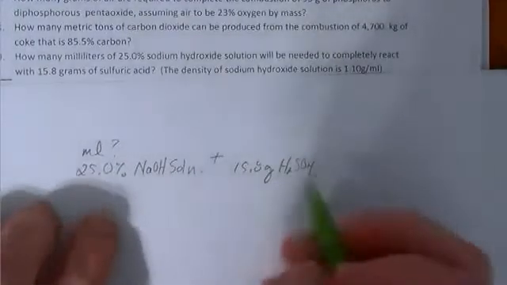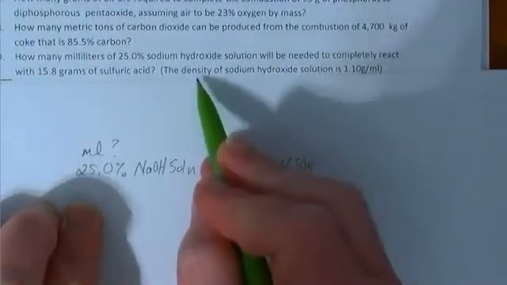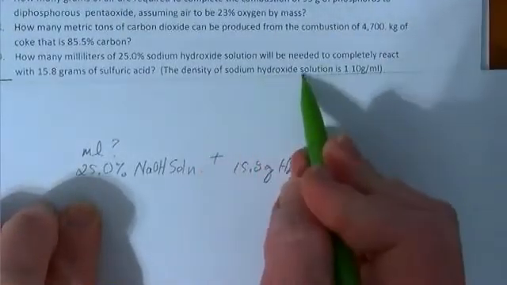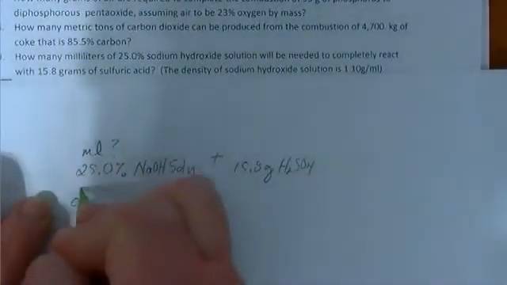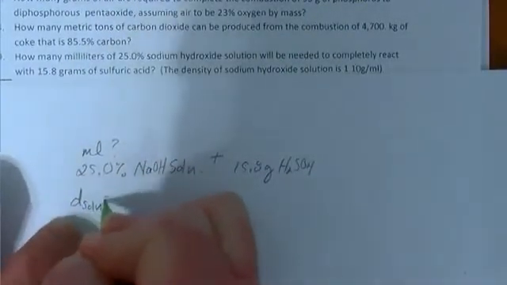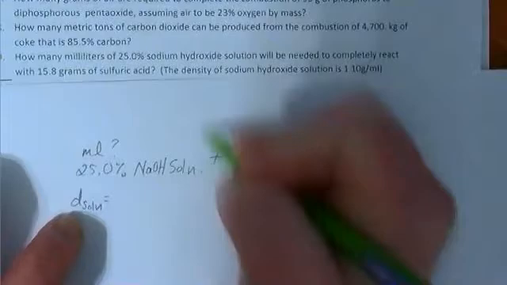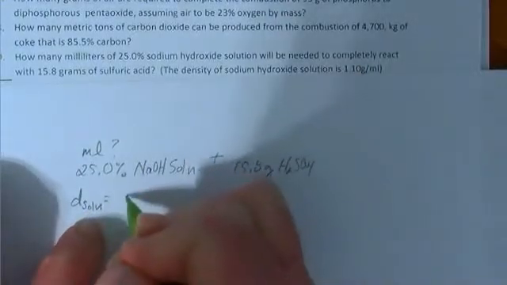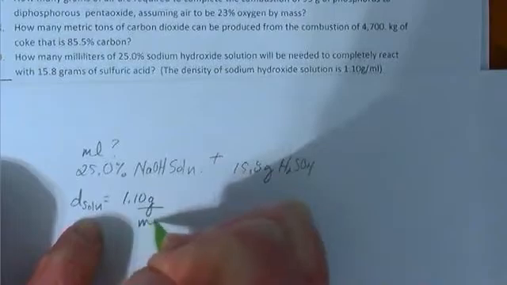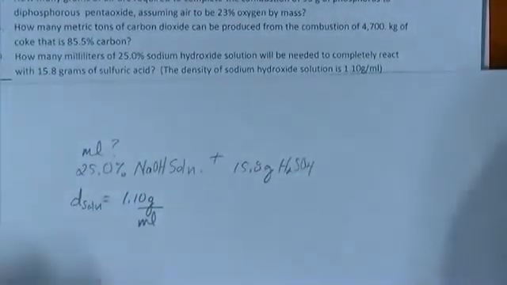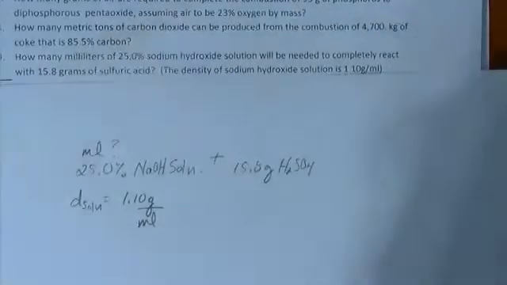All right, and we're told the density of the sodium hydroxide solution. So just to avoid making any errors, I'm going to make sure I write, the density of this solution is 1.10 gram per milliliter.